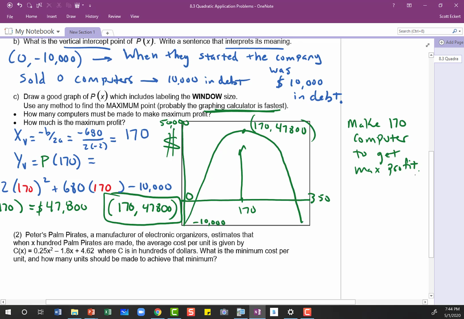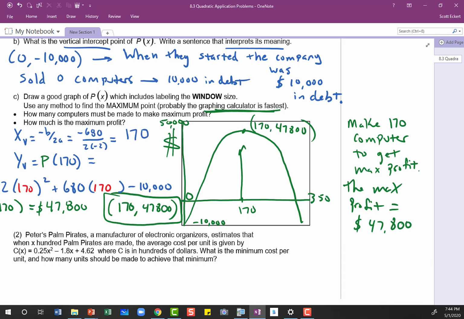And the other question is, what is the max profit? The max profit equals $47,800. So there we have it.